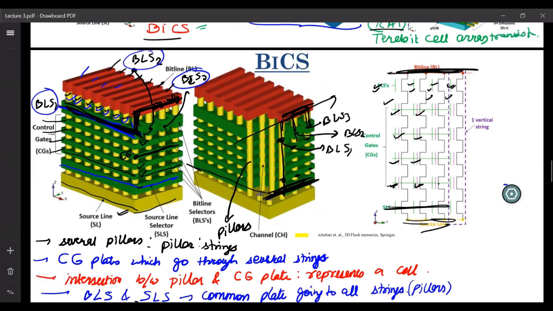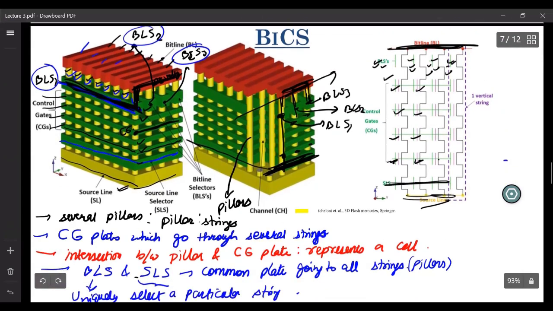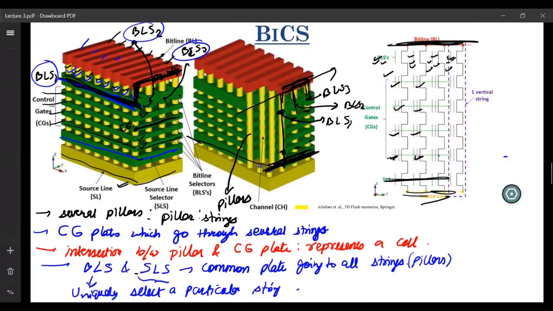And just by turning on or off these bitline selectors, you can select one particular string. And now once you have selected a particular string, then if you want to select a particular cell, what you do? You apply some VG to that particular cell, and then you apply VPass to all the other cells. And you also turn on your SL, because unless your source line selector is turned on, you won't be able to sink any current through the string. This is how you can uniquely select one particular cell.